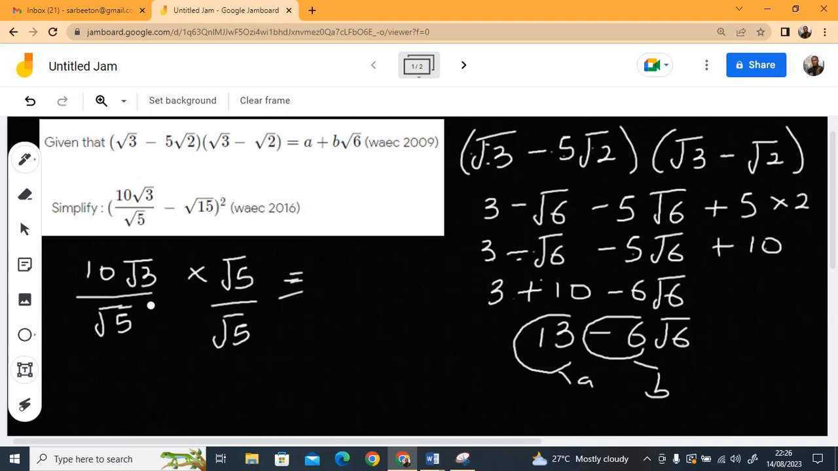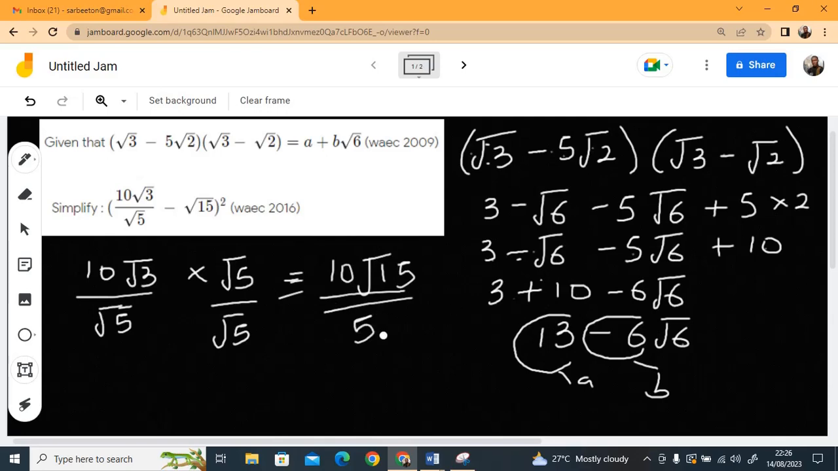Okay, now I'll rationalize this first. I'll do it separately to make it easier for me. If I rationalize this, 3 times root 5 is root 15. This one will be 10 root 15. So this is 10 times 1 is 10 with 3 times this. Root 5 times root 5 is 5.